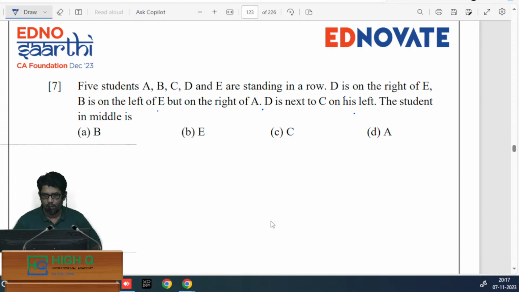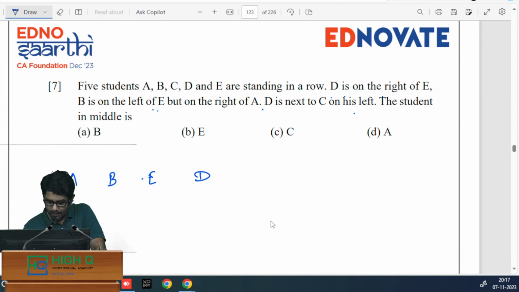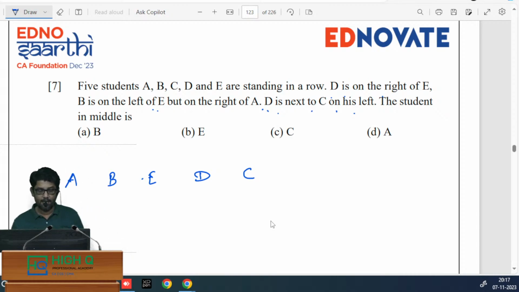Why are different arrangements coming? Okay, now listen here. D is on the right of E. Is that right? D is on the right of E. B is on the left of E, but on the right of A. D is next to C on his left. Is it what the arrangement, my dear? A, B, E, D, C.